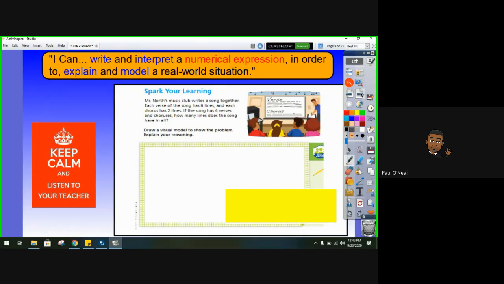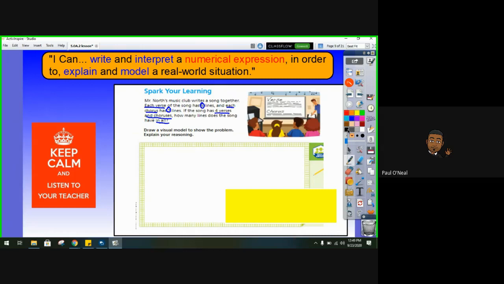So first, before I go ahead and do anything, we have to make sense of what we read, okay? So I'm going to highlight particular areas that are good to know. Again, I'm going to read it, and as I read it, I'm going to identify certain things we need to take out from it. Mr. North's Music Club writes a song together. Each verse of the song has 6 lines, and each chorus has 2 lines. If the song has 4 verses and 4 choruses, how many lines does the song have in all? Okay? All right, so now let's go ahead and make sense of this.